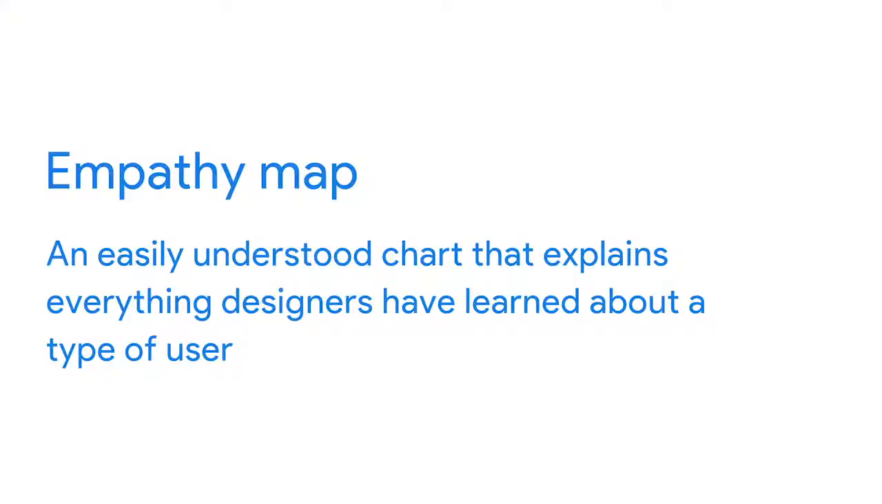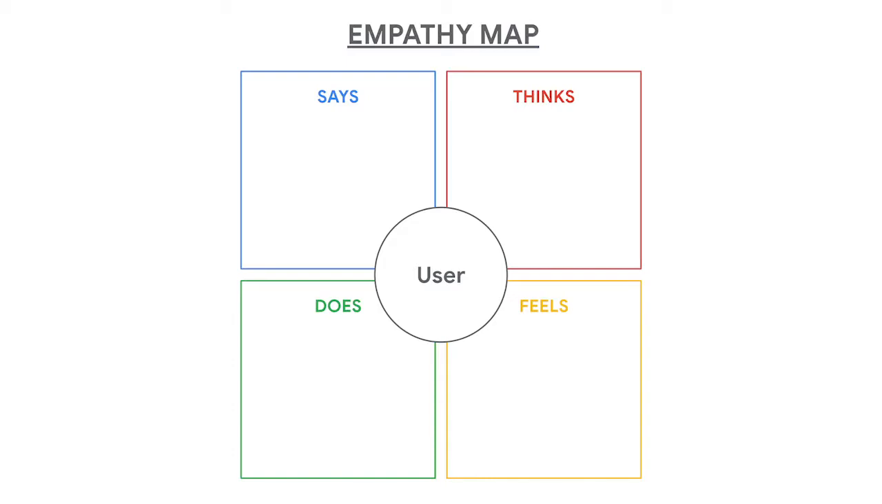One of the ways that we can better empathize with users is by creating an empathy map. An empathy map is an easily understood chart that explains everything designers have learned about a user. Empathy maps have four squares that address what a particular user says, thinks, does, and feels.